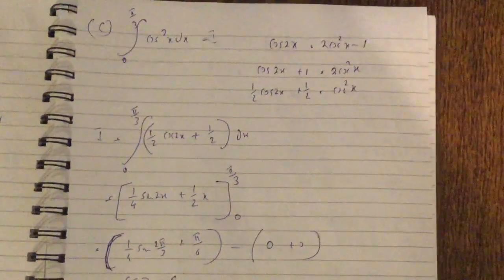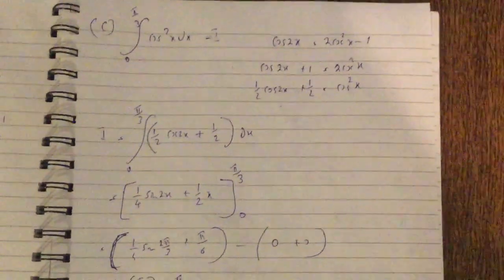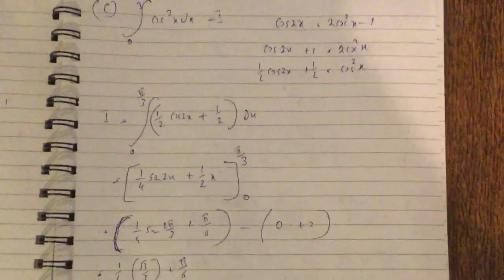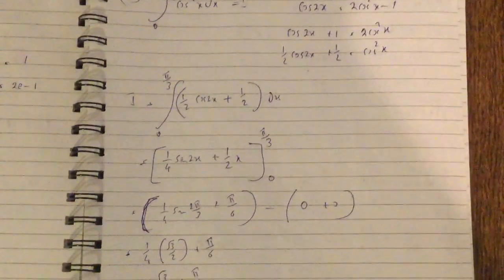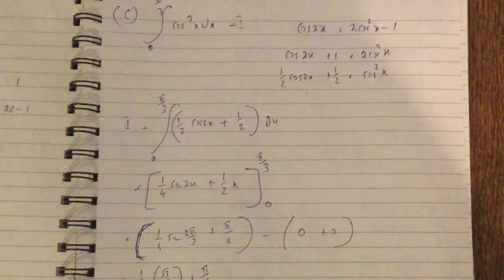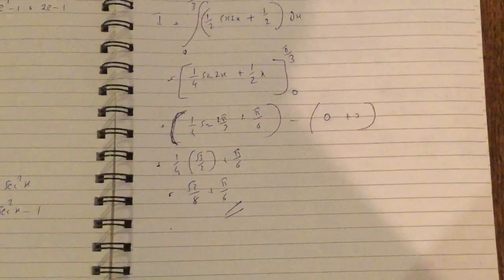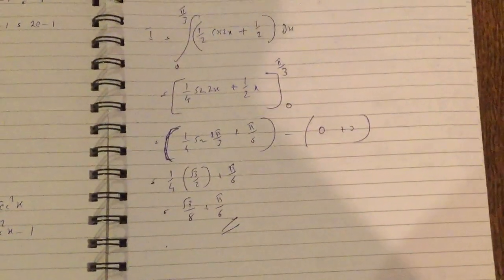Okay, so part C, the integral from 0 to pi over 3 of cos squared x dx, let that equal I. I'm going to use the cos double angle formula, 2cos squared x minus 1. You can rearrange that to get half cos 2x plus half equals cos squared x, and when you substitute that in, it becomes the integral from 0 to pi over 3 of half cos 2x plus half dx. And you integrate it, and then you get √3 over 8 plus pi over 6. Okay, so that's question 1.